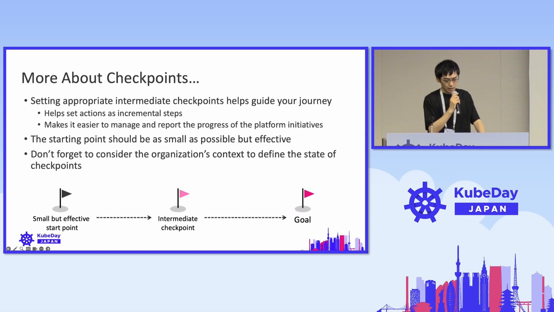I just mentioned that the process is very simple, but there are a few points to consider regarding checkpoints. First, you should add appropriate checkpoints between the start and the goal. This approach allows you to progress incrementally through the repetition of small steps. And it makes it easier to manage and report the progress of platform initiatives. Next, each checkpoint should be a small but meaningful and valuable platform. For example, if you could offer the platform at some point to a limited number of users, you can move forward the improvement based on their feedback, and you can steadily grow the platform.